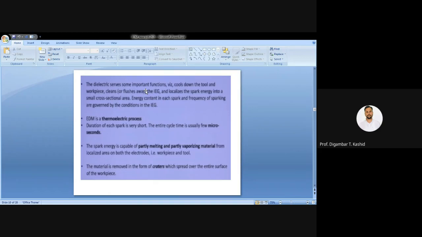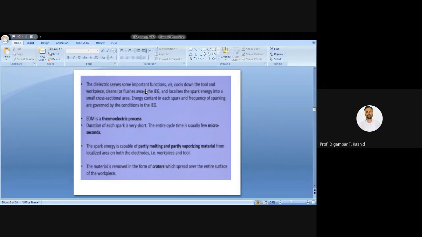Okay, now the first function is that it cools down your tool and workpiece. Because of the spark, a huge amount of heating of the tool and workpiece takes place. A huge amount of heat is generated when that spark occurs, although again it is in the submicron range.